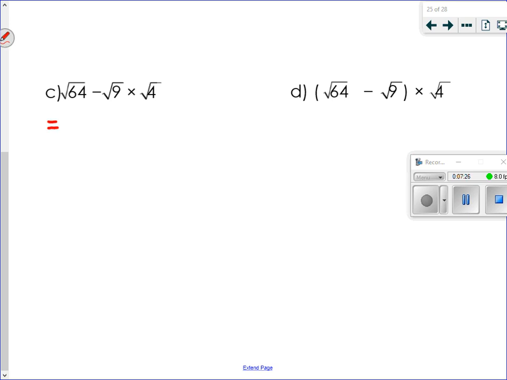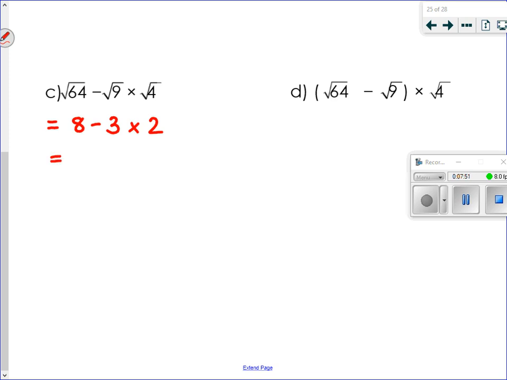Okay. C. Square root of 64 again. Well, I'm going to know this one off by heart pretty soon. Square root of 64 is 8, because 8 times 8 are the two identical factors that multiply together to give me 64. Minus the square root of 9. Well, I'm getting to know that one as well. 3 times the square root of 4, 2. Okay, now I have a subtract and a multiply.